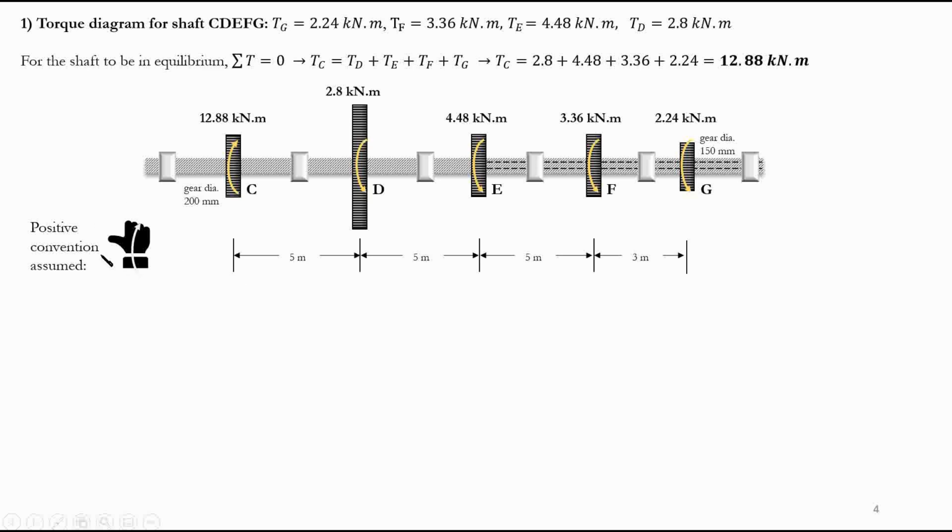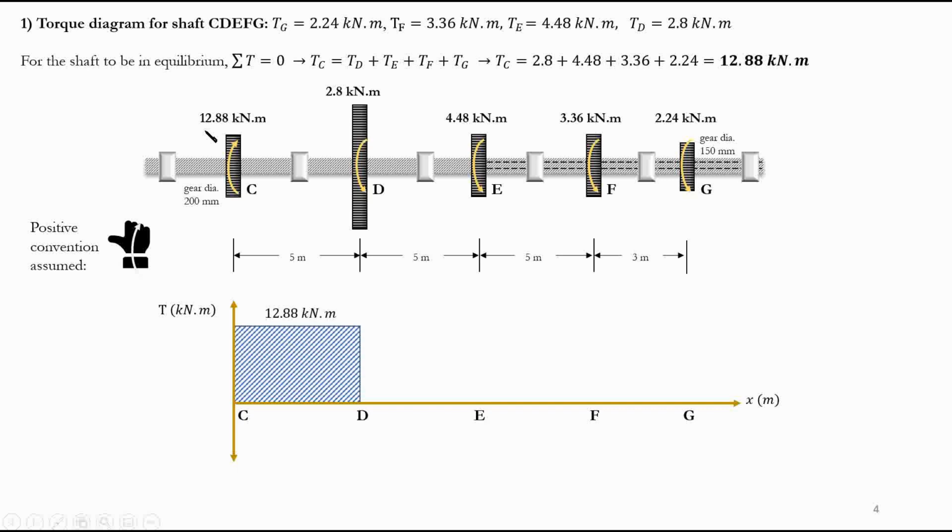As we have done before, the positive convention that we assume is always, if this is your thumb, going forward, so your hand is going forward. This is the positive direction, so this is the positive sign for our torque diagram and this is the negative. It means this is going up in our torque diagram and this is going down. We draw our graph, and at point C, we go 12.88 up.